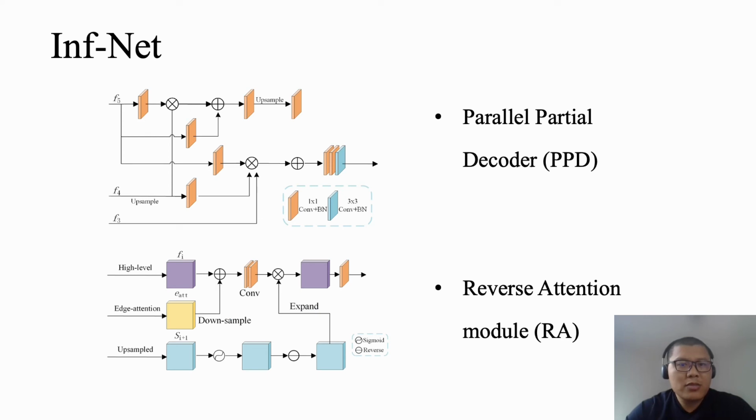And the next one is the InfNet. It's another backbone-based network. This one is inspired by a two-step procedure in clinical practice: framing and labeling. InfNet uses the PPD, a parallel partial decoder, to generate a coarse global feature map by aggregating high-level information, and then RA modules as a fine labeler, gradually erasing the infection region.